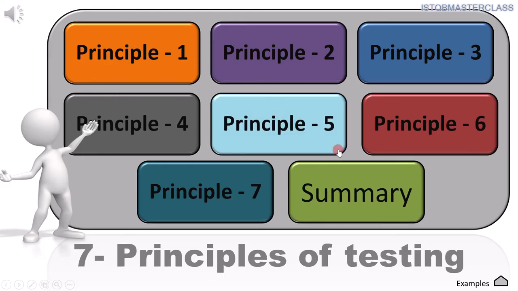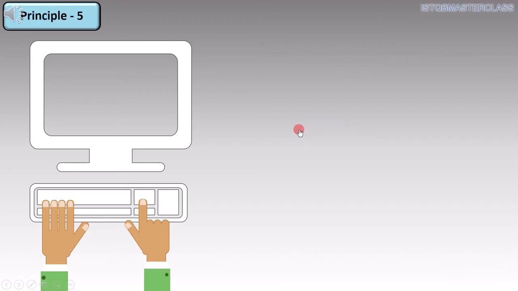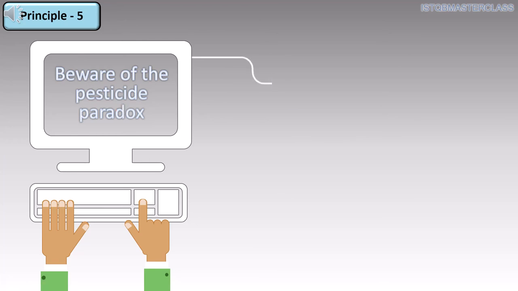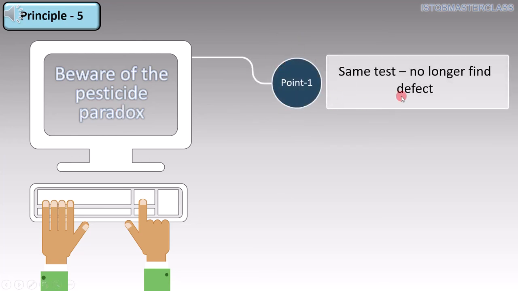Now we're on to the fifth principle of testing. Principle 5 states, beware of the pesticide paradox. What does this mean? Let's find out. Point 1. The same test no longer finds defects. During testing, if you've already found a defect in a code, then it is unlikely that you will find a defect again. Unless there is a big change in the code, you will find no more errors, since you already found one and corrected it. So then what do we do?